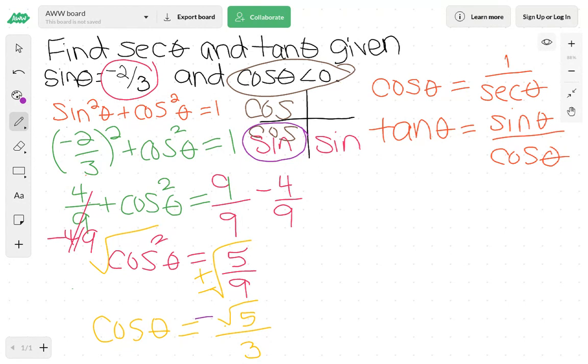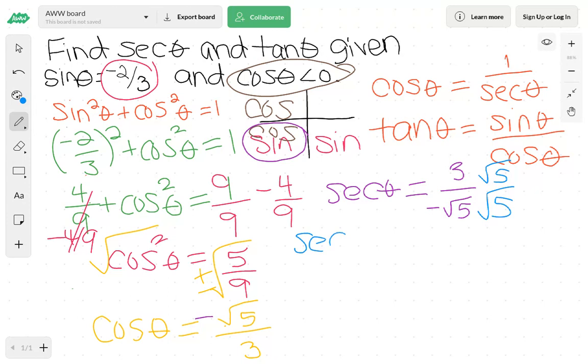So now I can use my cosine to reciprocate it and figure out what my secant is. So my secant of theta is the reciprocal of my cosine. Cosine was negative root 5 over 3, so secant is going to be 3 over negative root 5. And of course, I can't leave that with a square root on the bottom. So I'm going to multiply by square root 5. So secant is going to be 3 square root 5. Square root 5 times square root 5 is square root 25. And so that's just a 5. And making sure I put the negative back on there.